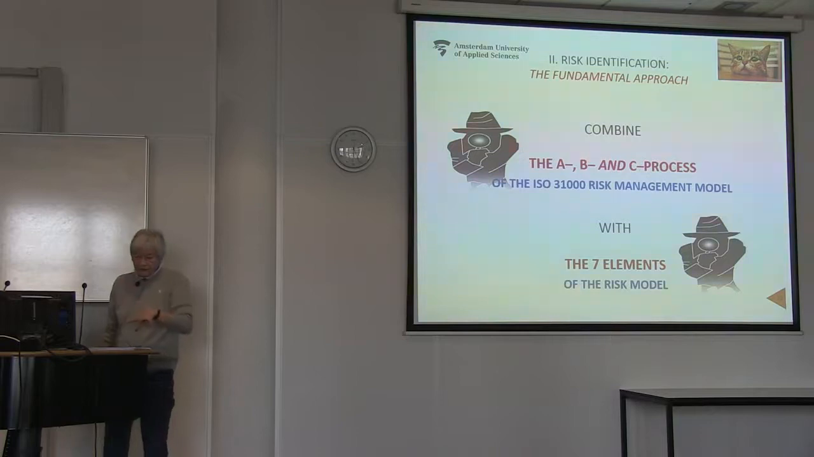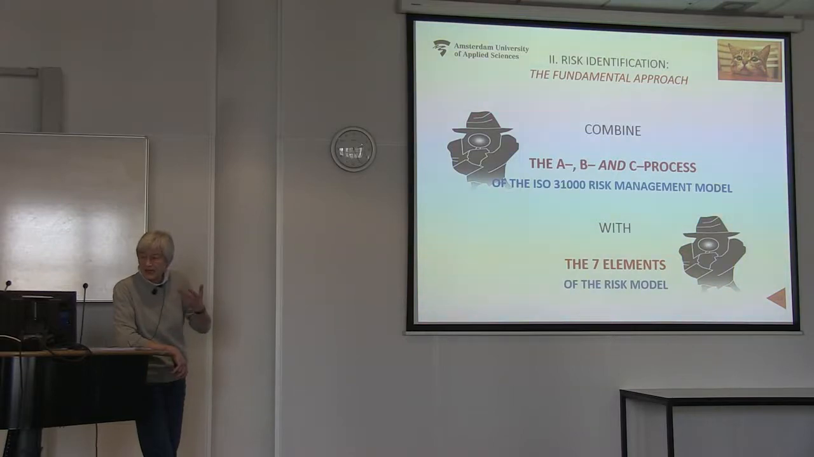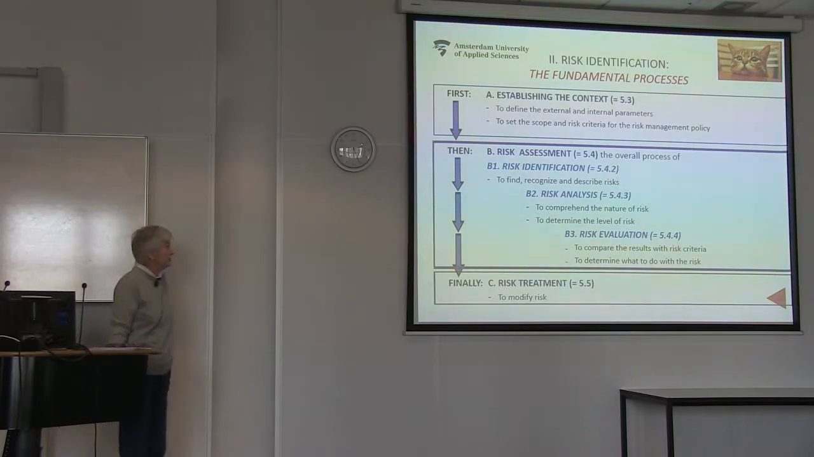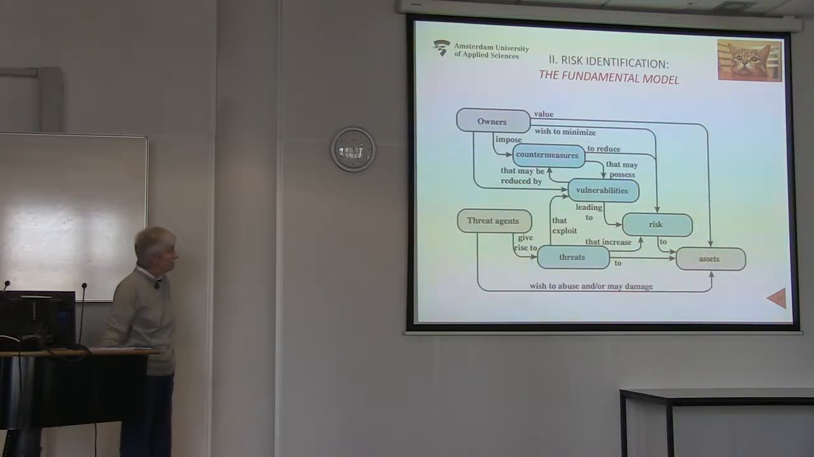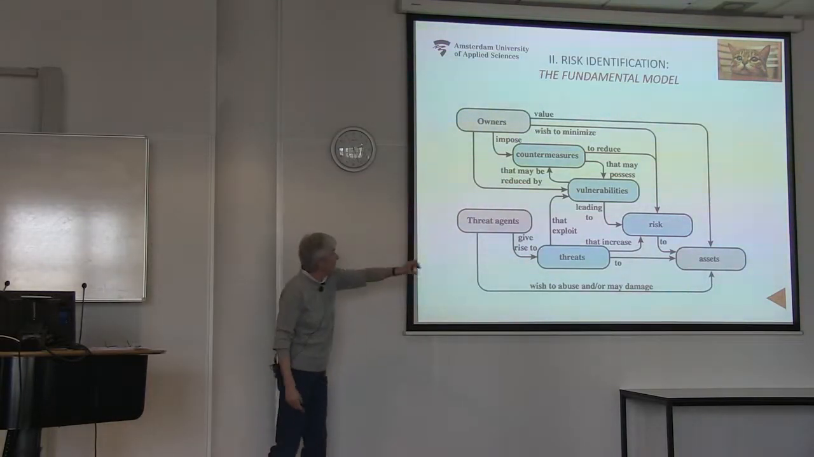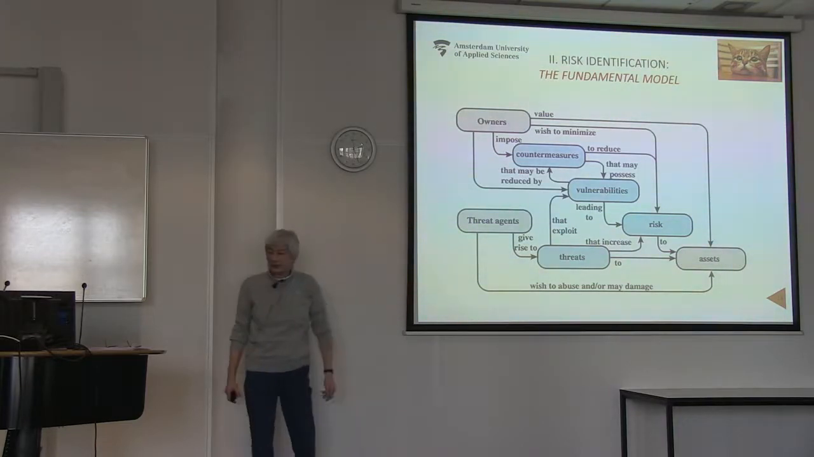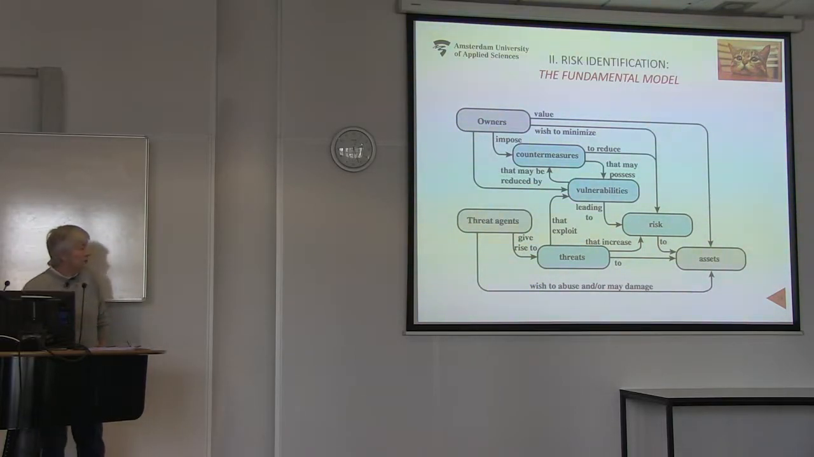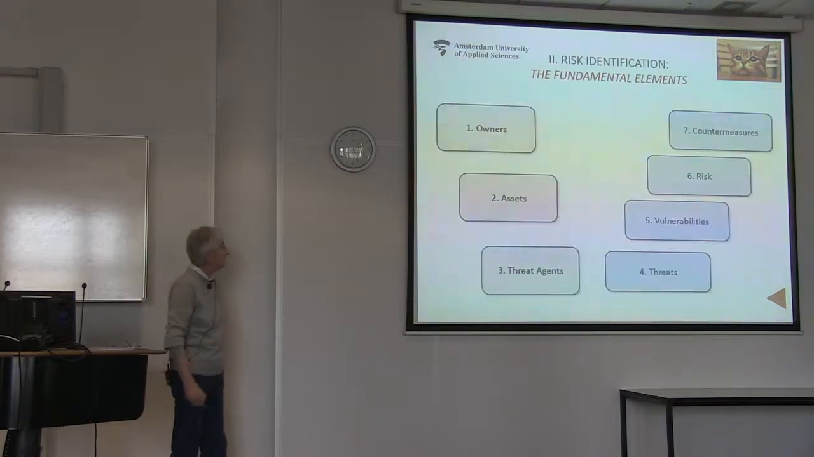What are we going to do? Our fundamental approach in risk identification: we combine the A, B and C process out of our risk management model, and we combine it with the seven elements of the risk model. So this is our fundamental process, A, B, C. This is our fundamental risk model with the gray components, the owners, the threat agents and the assets as a starting point, and then we work our way into the middle of this model. These seven elements.